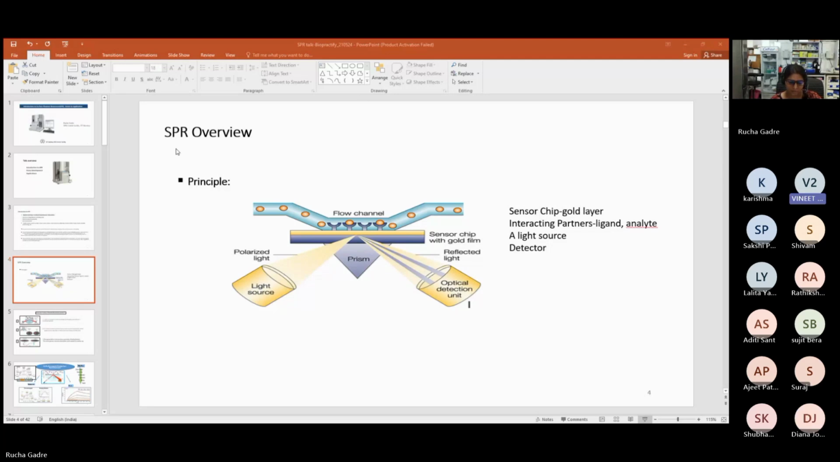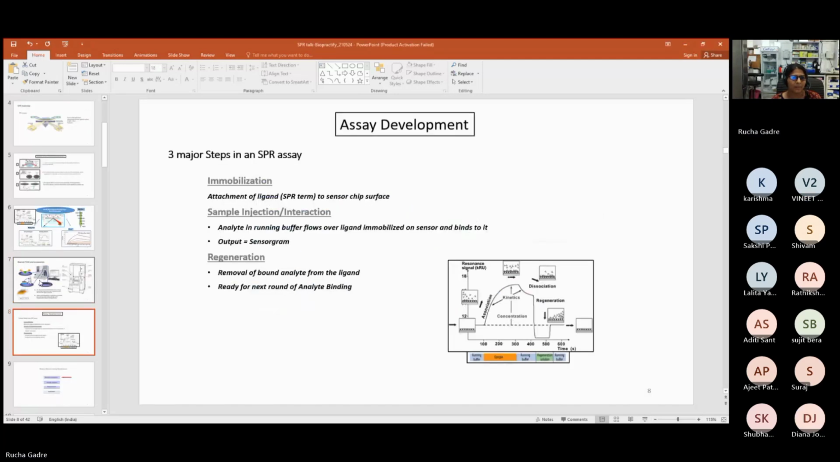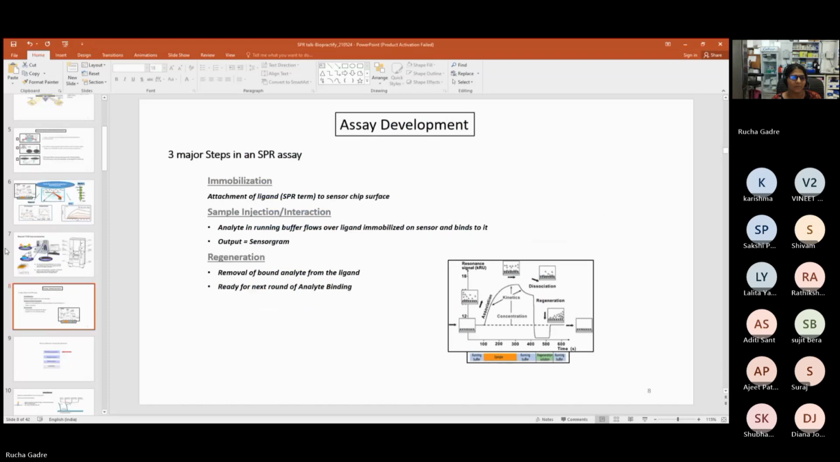Is it okay like this, or should I make it full screen? Yes, ma'am. Okay, should I make it full screen? Is it fine now? Yeah, it would be better.